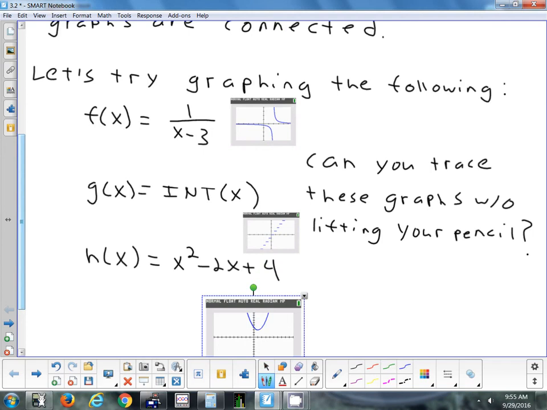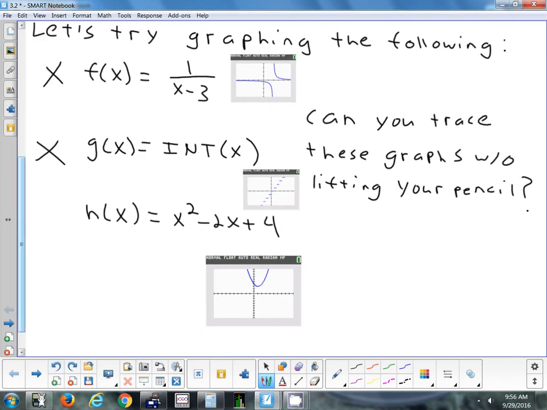No. There's something weird happening at 3, because we'd be dividing by 0. So this one you can't. How about the integer function? Looks like steps. Nope. If you turn off detect asymptotes, the calculator will actually connect the steps. They should not be connected. So this one you cannot trace. How about the last one, h of x? You could tell me to put my pencil anywhere on the parabola. You could tell me some other point you want to go to, and I could get there without lifting my pencil.